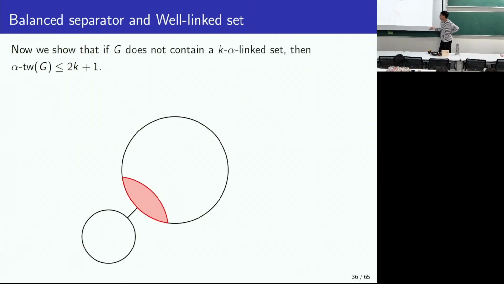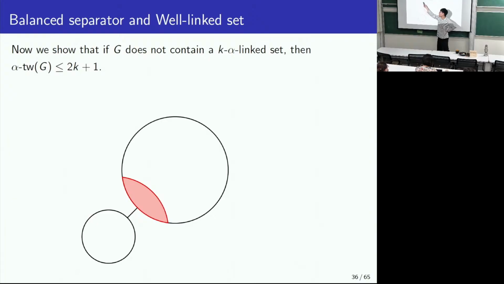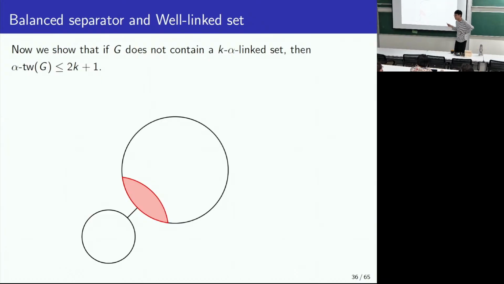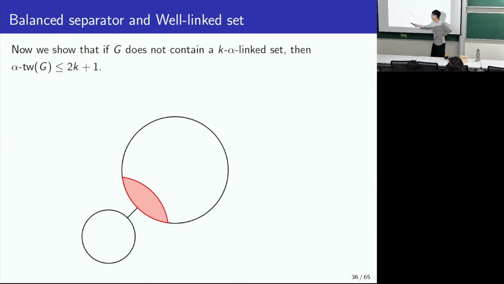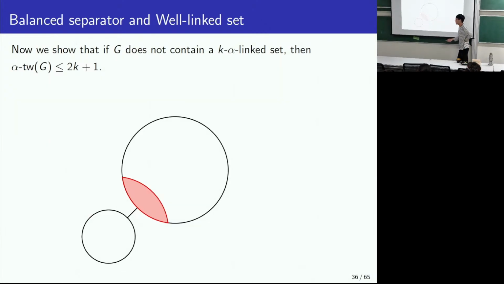Okay, and on the other hand, we can show that if the graph does not contain a large well alpha-linked set, then the independence number shall be small. So this can be proven by making a tree decomposition with small alpha width inductively. Let's say we start from the whole graph here and choose some set with small independence number and make it a node here and look at this intersection.